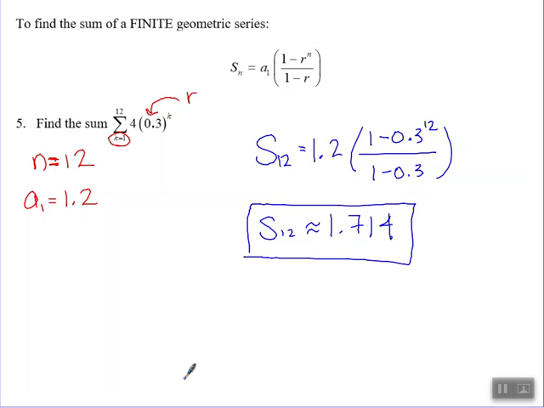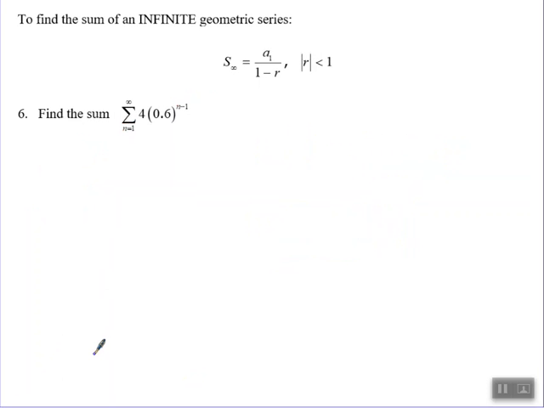Obviously, the other way to do this is to write out the first 12 terms and add them up, but this is a more efficient way. The last thing we want to look at is the sum of an infinite geometric series. In some circumstances, you can add up an infinite sum. If you look at the formula, this says the infinite sum is equal to the first term over 1 minus r. That is only possible when the absolute value of r is less than 1.